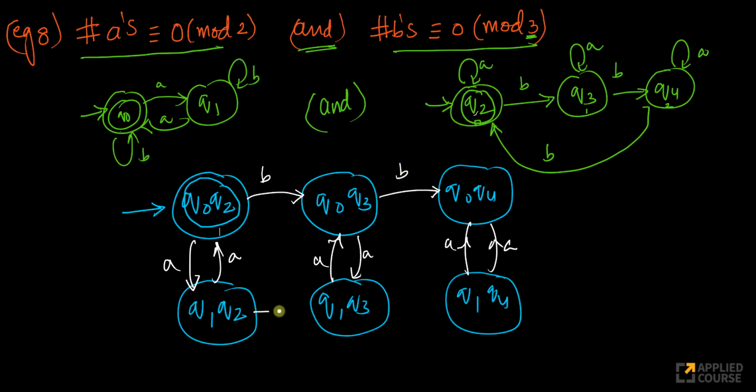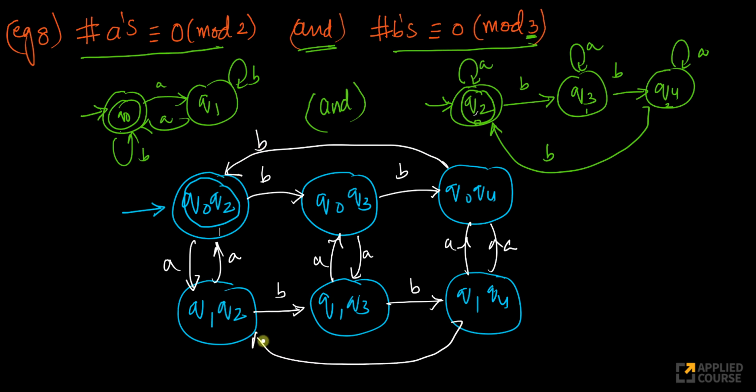So this is also a B transition because Q1 is common. Q2, Q3, you have a B transition. Q3, Q4, you have a B transition. Now you have this also. Q4, Q2, you have this B transition. You have this B transition also. Look at this. That's all you have now. You have 6 states.